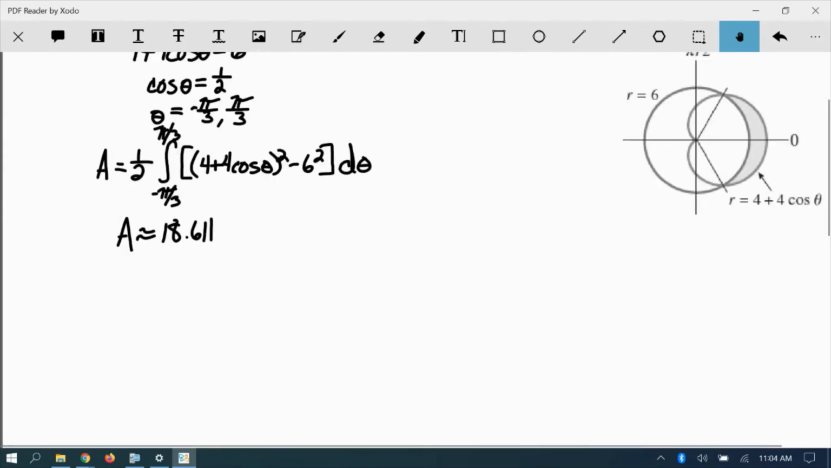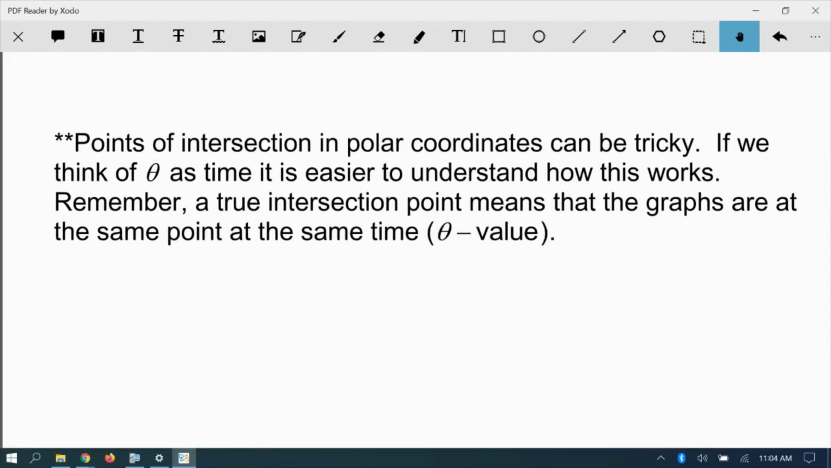One thing I do want to point out, when you are looking for points of intersection, and this applies for polar coordinates and it really applies for parametric equations as well. Sometimes it's a little bit tricky. You might have curves that appear to intersect, but they're not what we call collision points. Collision points mean that they would basically be at the same point for the same theta value, or in a parametric form, they would be at the same xy coordinate at the same t value or the same time value.